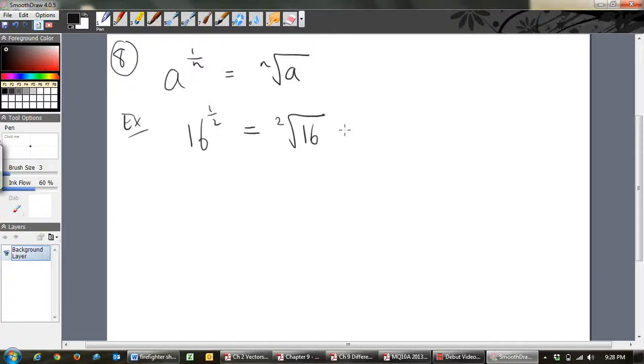Now we don't bother writing this 2. We just write the square root of 16. It's just like that. That is equal to 4. Could not be easier, eh? Beautiful. So that's it. Let's do 16 to the power of a quarter.